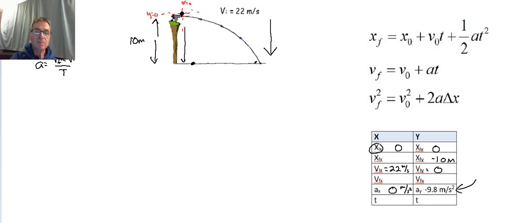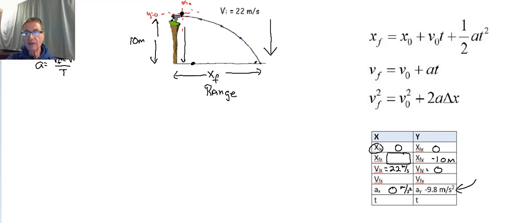My final x position is oftentimes what I'm actually trying to find. The x final position is also sometimes called the range of my projectile. And the range just simply means how far is it going to go in the x direction. Okay, so that's something that we're probably going to be trying to find. In this case, we are trying to find it.